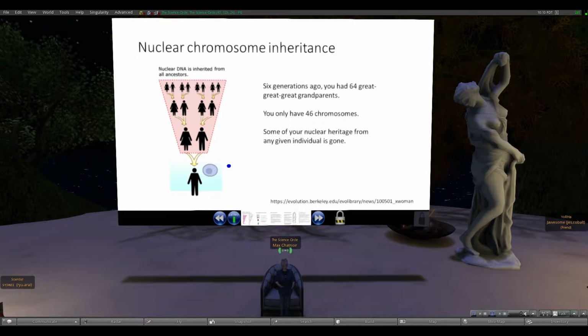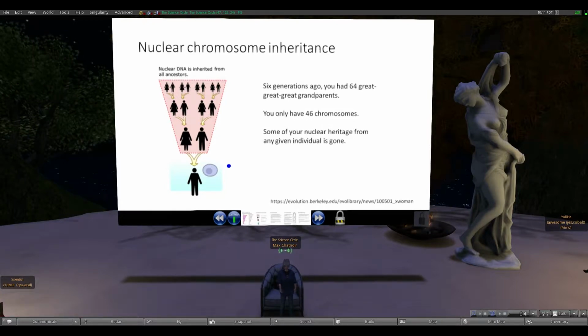So nuclear inheritance looks like this. Organisms that reproduce sexually have two parents, a mom and a dad, and each parent supplies half of the chromosomes for each of their offspring. And for each kid, a new half from each parent is selected. So even though you'll share a lot of your genes with your siblings, it's only about half, and that's an average. So to get an idea of how many different ancestors contribute to your nuclear inheritance, if you go back just 6 generations, you have 64 grandparents. And that's more grandparents than you have chromosomes.